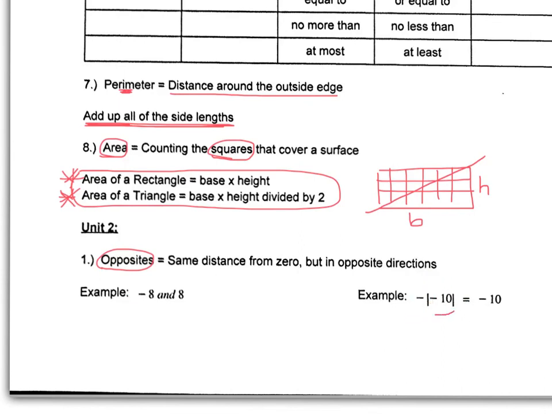So find the absolute value of negative 10 first, because of order of operations. Absolute value, how many steps away from 0 are you? And then, this is asking you for the opposite of that. So you bring that down, and you get negative 10.